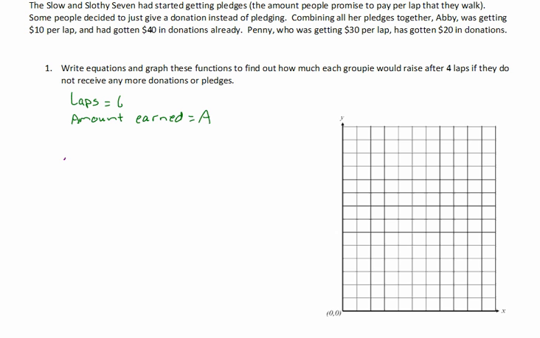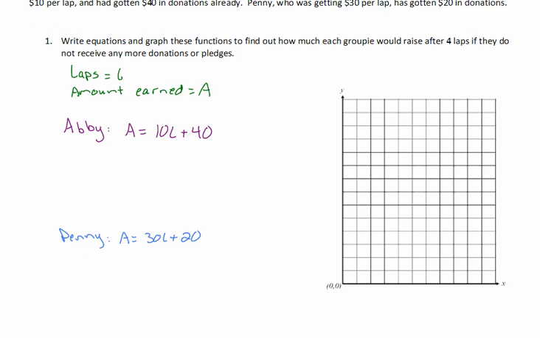Who's first? Abby. Again, in order to write this equation, we are going to say it in our mind and then rewrite it. So the amount earned is $10 per lap plus the $40 in donations. So Abby, amount earned is 10 per lap plus 40 in donations. Now let's go ahead and try that with Penny. Her amount earned is $30 per lap plus the $20 in donations. So amount is 30 per lap plus 20 in donations. Again, we should be getting really good at that.